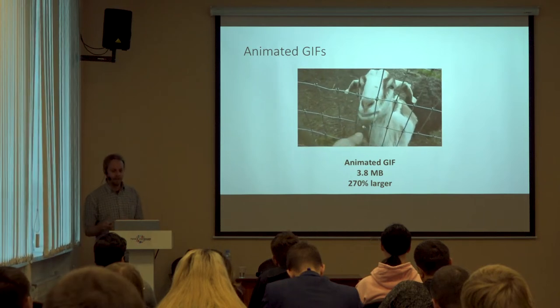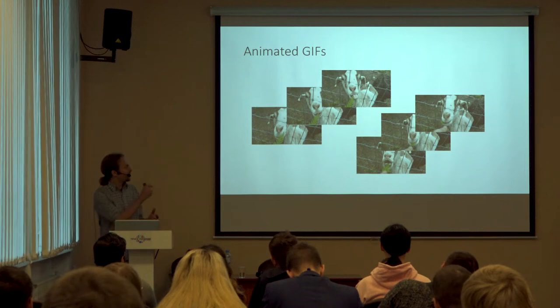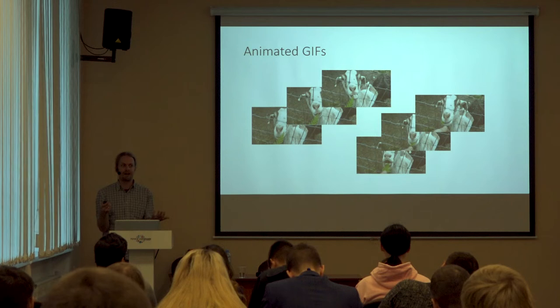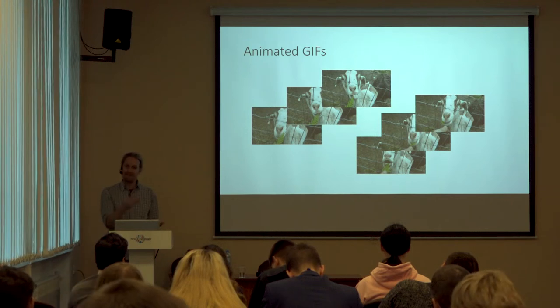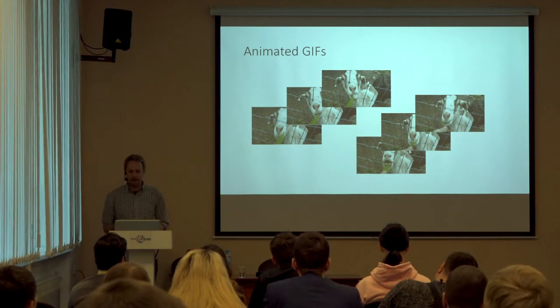That ship has sailed a little bit. And the reason the compression is so bad is that animated GIFs are actually a flipbook of individual GIF images. So if you go at 15 frames per second, there are 15 GIFs that it's just flipping through. And so you can see all the pictures of Nora here.